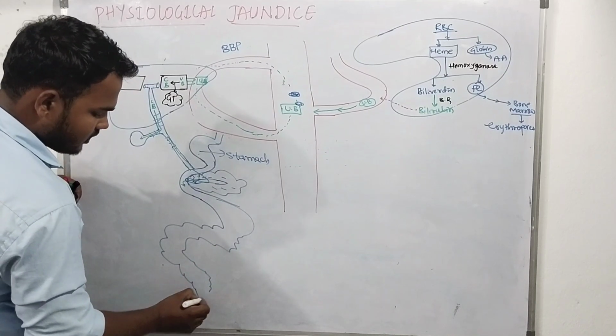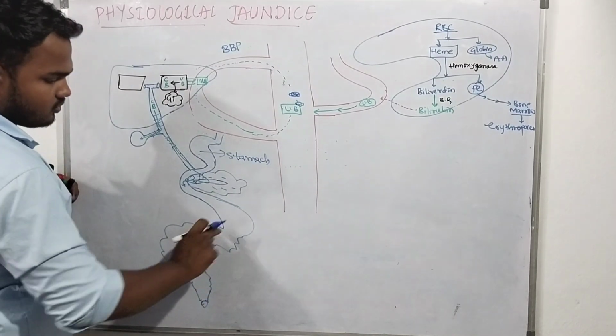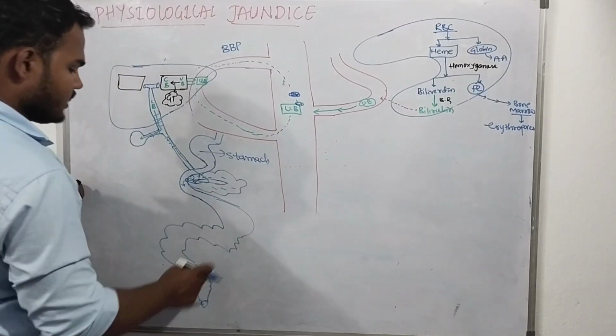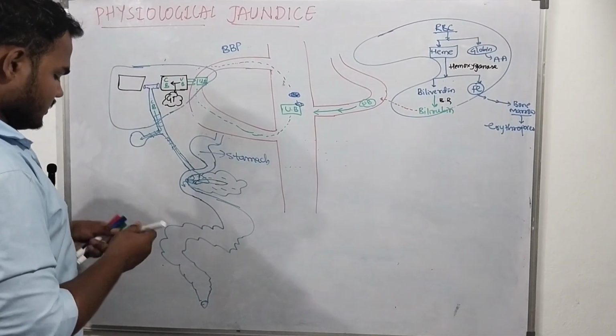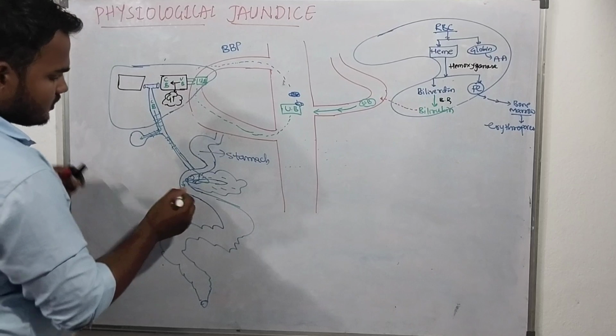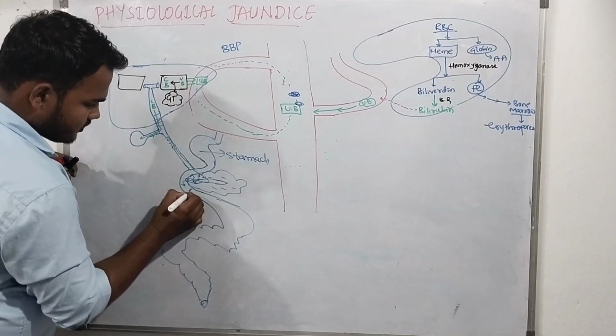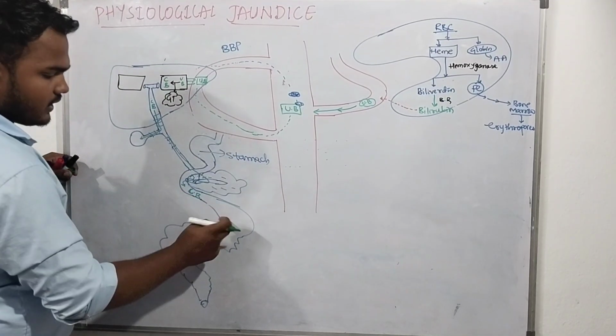Let me draw here. It is not a correct diagram. According to the rule, it comes here. From this here there is the large intestine, but I draw it here. Okay. Now here conjugated bilirubin comes into the intestine.